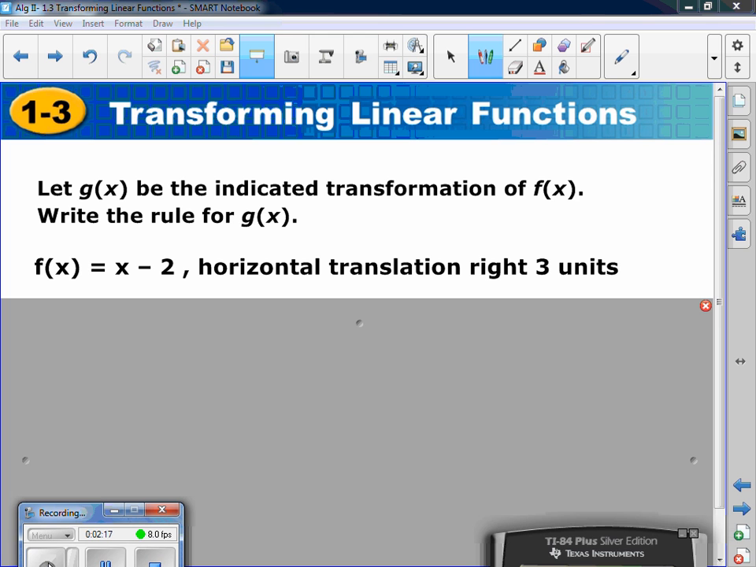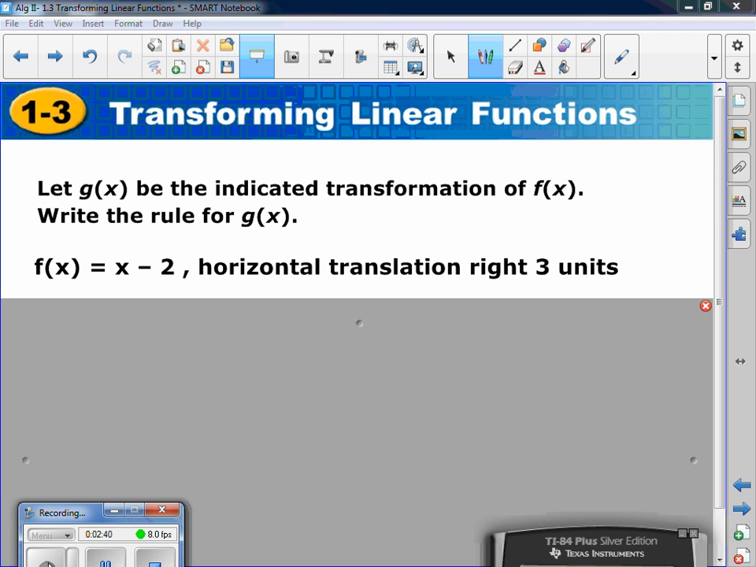We're going to find the g of x that's the indicated transformation of f of x. We're going to write the rule for it. We know that f of x equals x minus 2, just a function you're given. We want to take that function and translate it horizontally to the right 3 units.